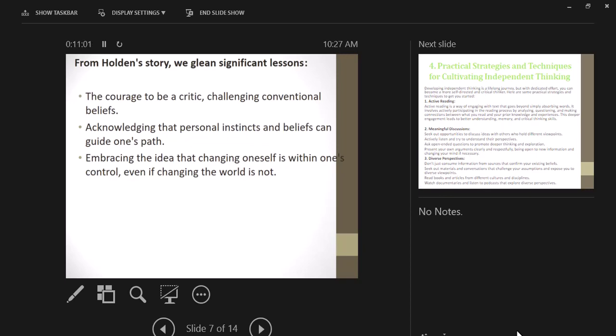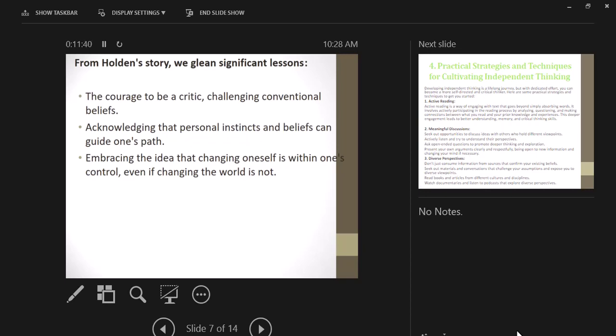And the second one is acknowledging that personal instincts and beliefs can guide one's faith. Most of us incline toward others' faith rather than following our own. But in Holden's story, we see that he follows his own faith rather than what many follow. And the third one is embracing ideas that challenge oneself within one's control, even if changing the world is not.